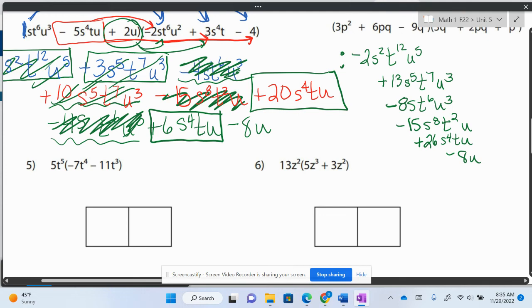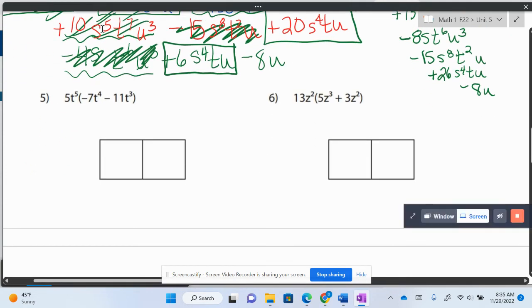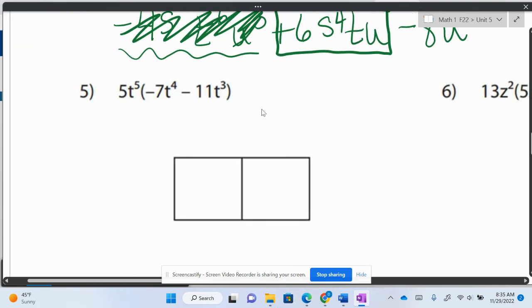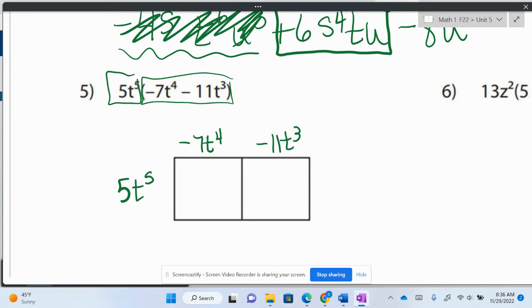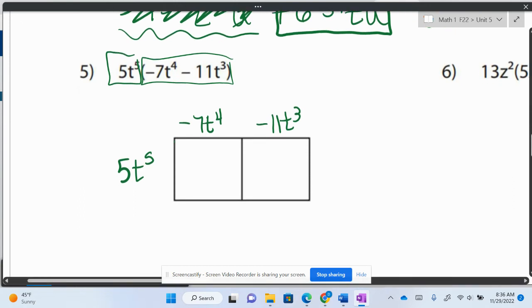Okay. I'm going to just do one of each example for the box method, because some of you guys like the box method. I saw a couple of you actually draw this out on your homework. So when you use the box method, the first term, whether it's a term by itself or a term in a parenthesis, that's what goes on the outside vertical. So 5t to the 5th. This is the outside and it's vertical up and down. The inside of the parenthesis goes horizontally across the top. And this is how we set up for factoring. So this is helpful to use the box method.